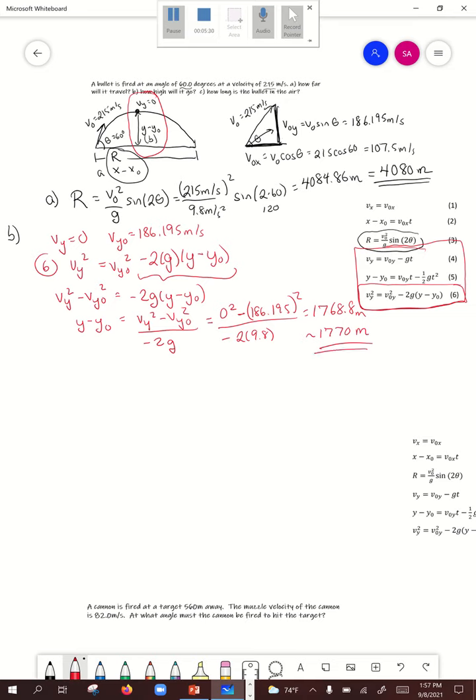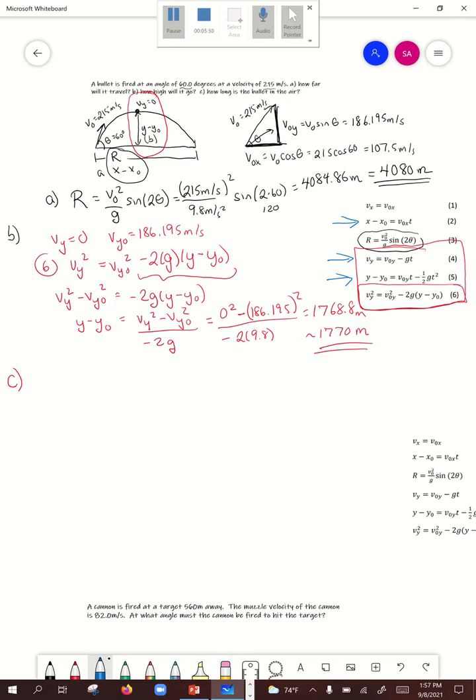Okay, so we've got A and B. For C, we want to know how long does it stay in the air. All right, so I want to solve for t. So if I look for what equations have t in them, I've got equation 2, equation 4, and equation 5. In fact, I can use any one of those equations.